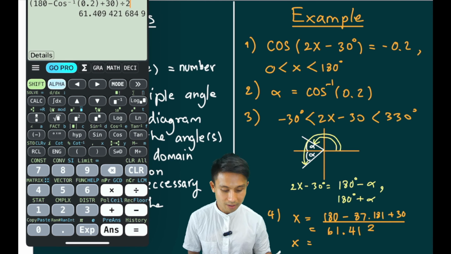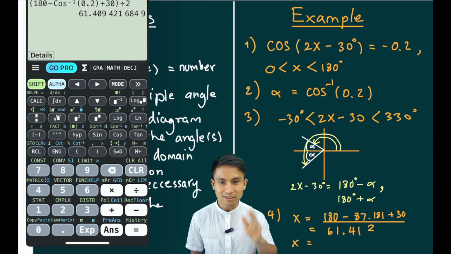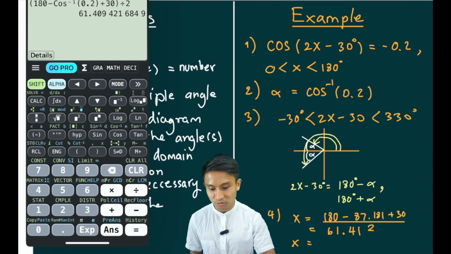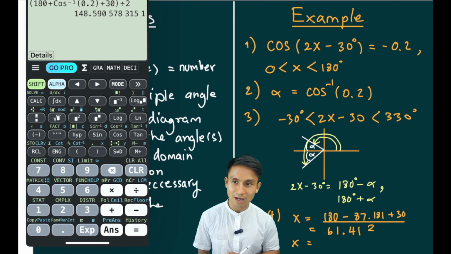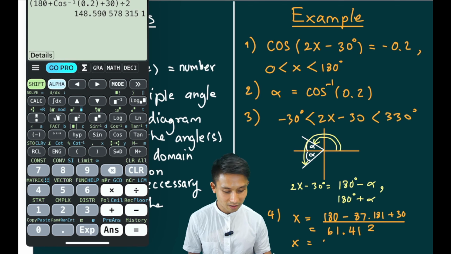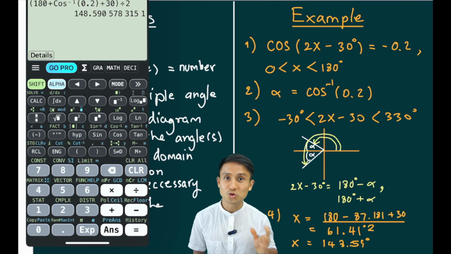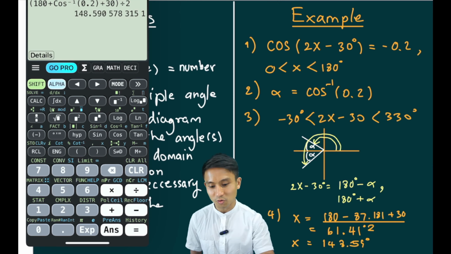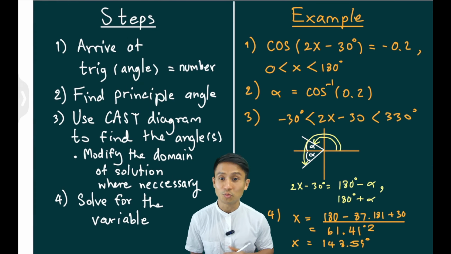61.41. And the other one, doing the same thing, but instead we have 180 plus alpha. So I'm just going to change it in the calculator here. 180 plus alpha, alpha being arc cos 0.2, plus 30 divided by 2. I get 148.59. So those will be the two answers for this trig equation with the correct domain.